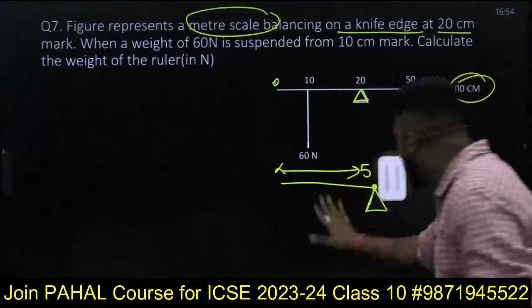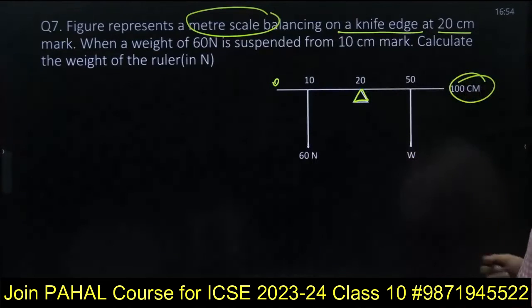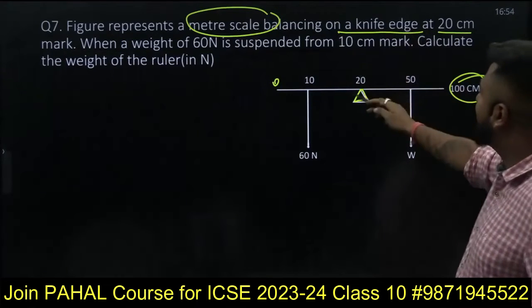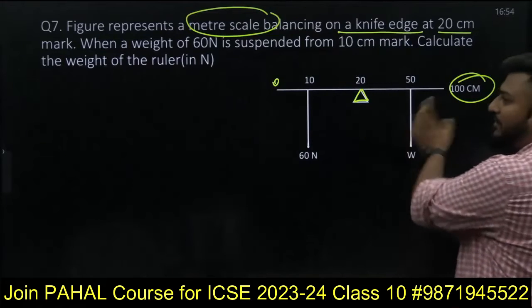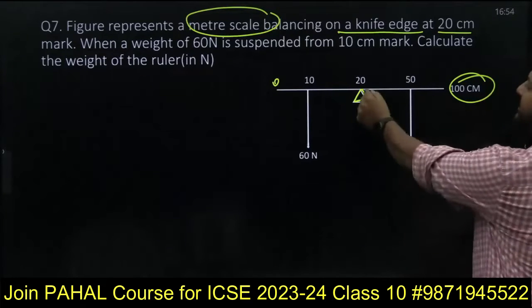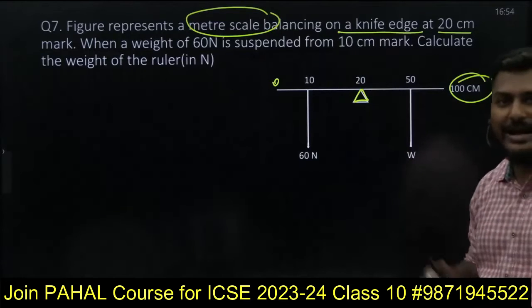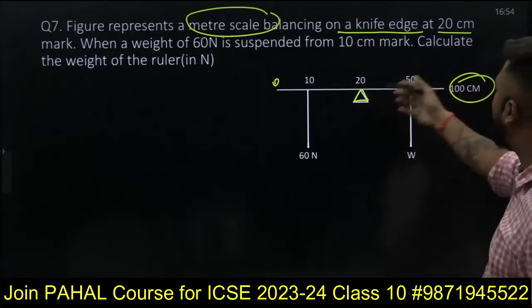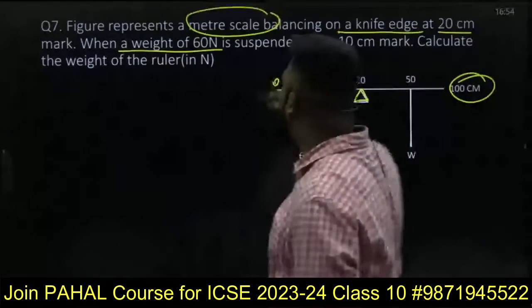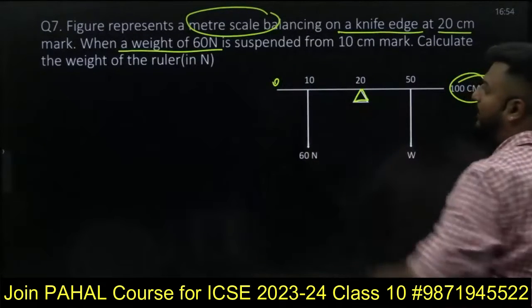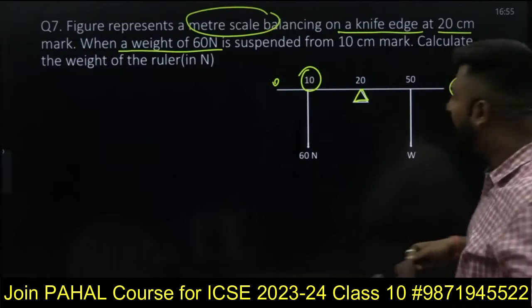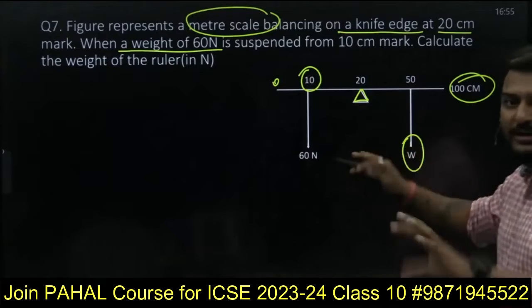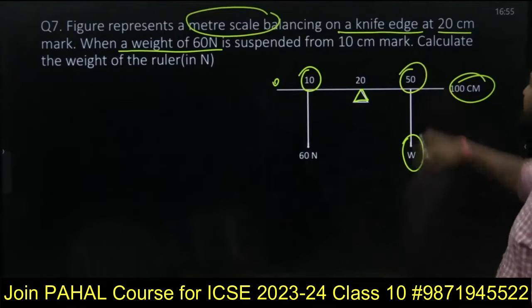Right. Now see, in this question, what it says is, this is a meter scale which is 100 centimeter in length. This is balanced on a knife edge at 20 centimeter. Now, by default, it should be 50 centimeter, but now we have inserted the knife at 20 centimeter. And in order to balance out this scale, we have used two weights. One weight of 60 Newton at 10 centimeter. The other weight, we don't know the weight. Let's say it is W at 50 centimeter.